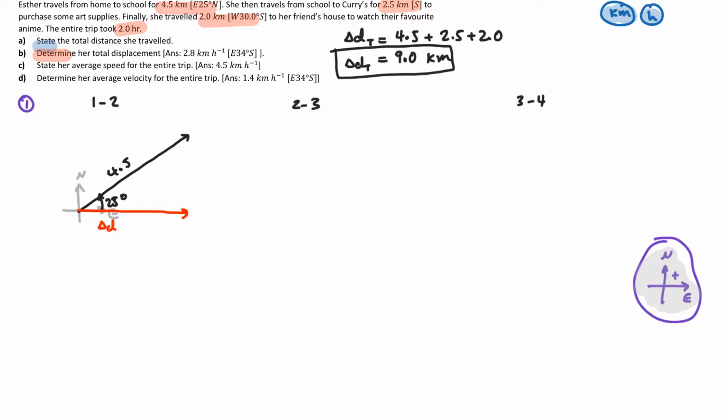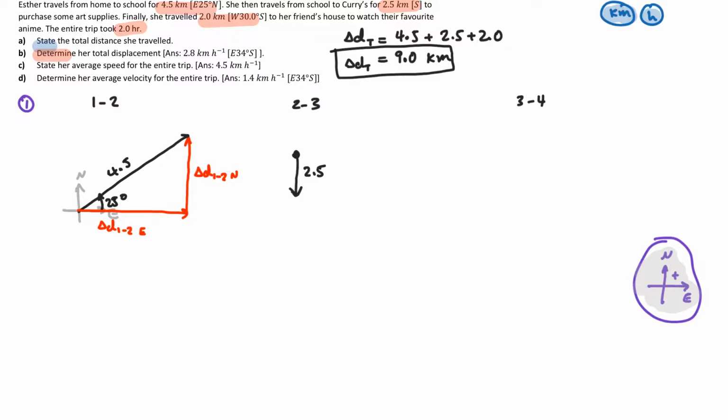So I'm going to write displacement 1 to 2 in the east component, and then we're going to have the north component here. So the displacement 1 to 2 for the north component, and I'm going to use these magnitudes here. For 2 to 3, she's traveling south only, so that's from here. She just goes directly south, 2.5 kilometers. And from 3 to 4, she is moving in the direction of 30 degrees south of west.